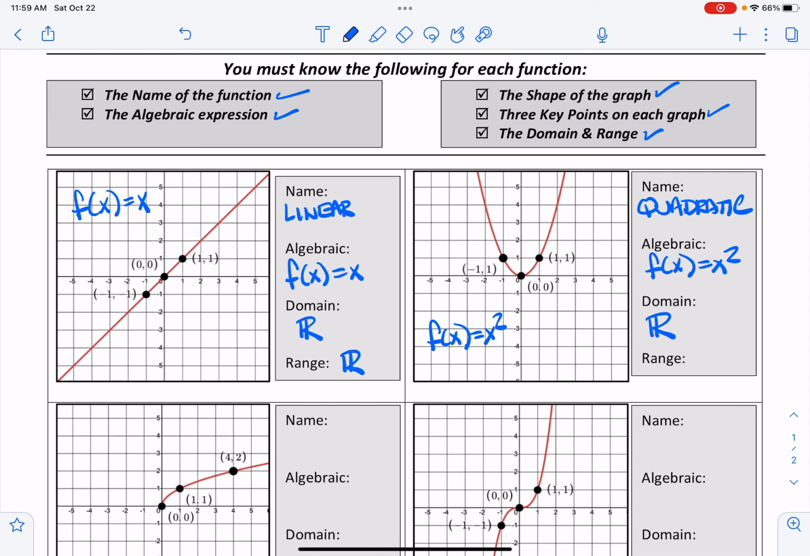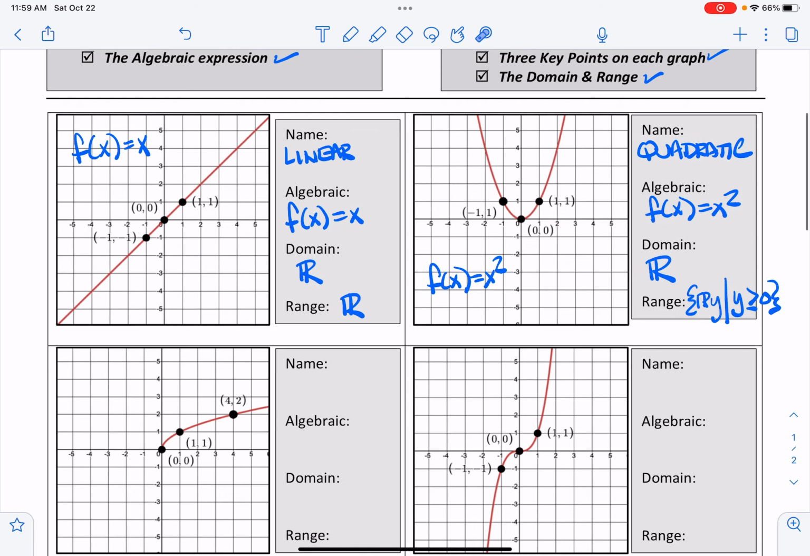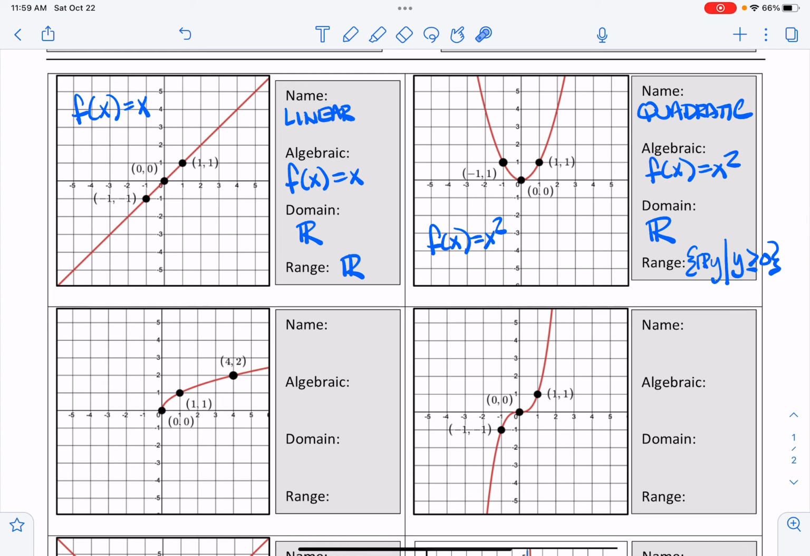So the range is, one way to represent it would be the set of all real numbers y, such that y is greater than or equal to 0. Now we can say 0 because 0 is part of the graph. If you look right there, 0, 0 is part of the graph. So that's quadratic. There's the first two. We got linear and we got quadratic.